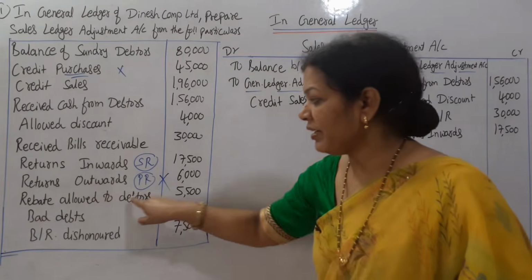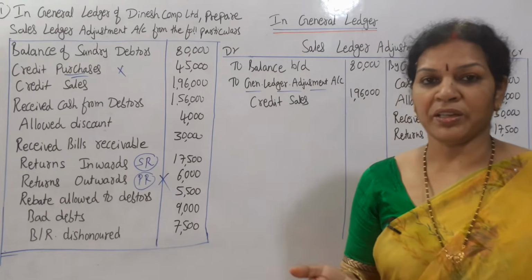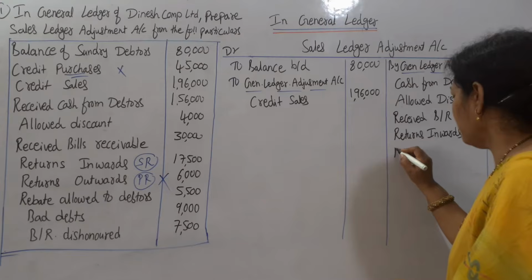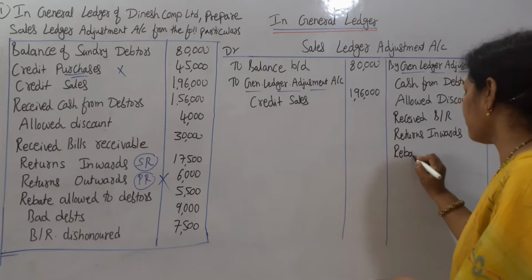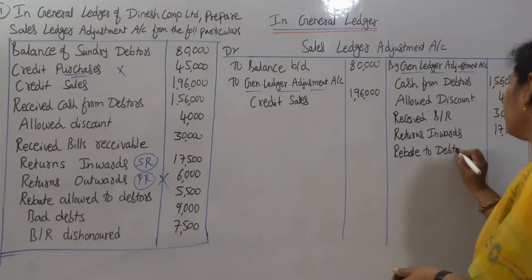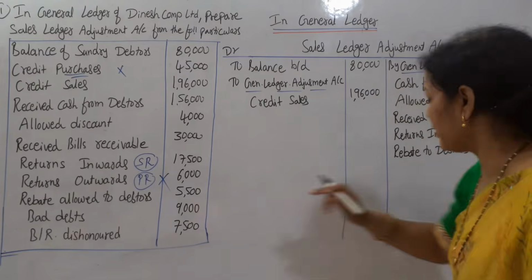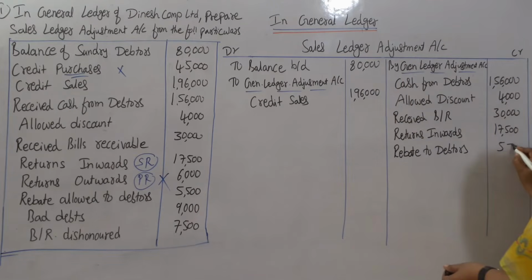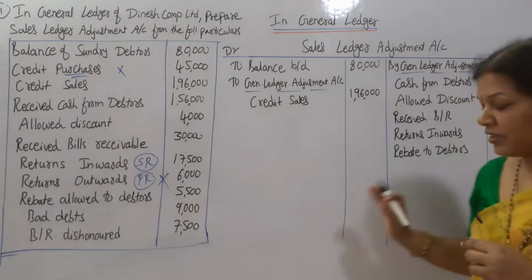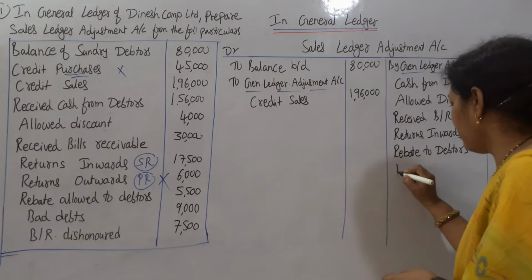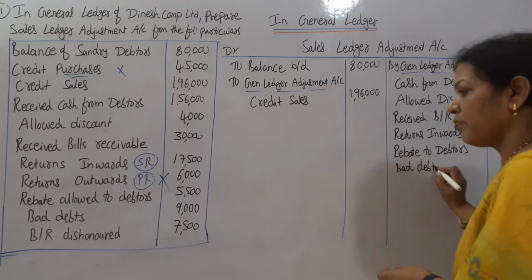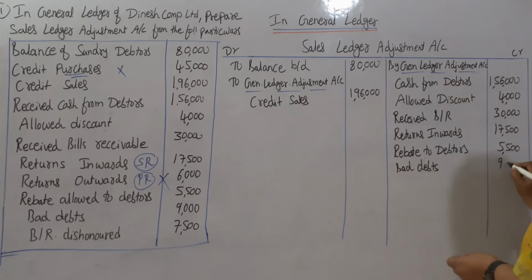Next one, rebate allowed to debtors. When we are allowing rebate, that comes on the credit side. Rebate to debtors, how much? 5,500. Then after that, bad debts, also credit side. Bad debts, 9,000.